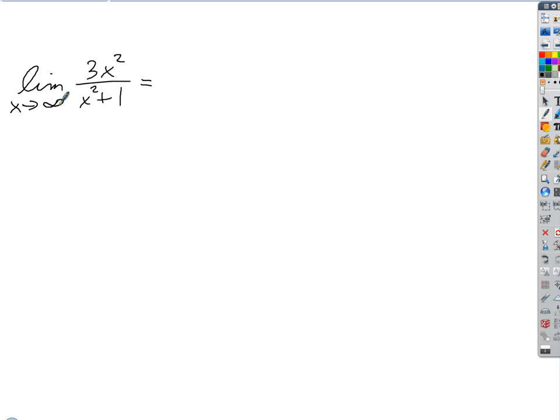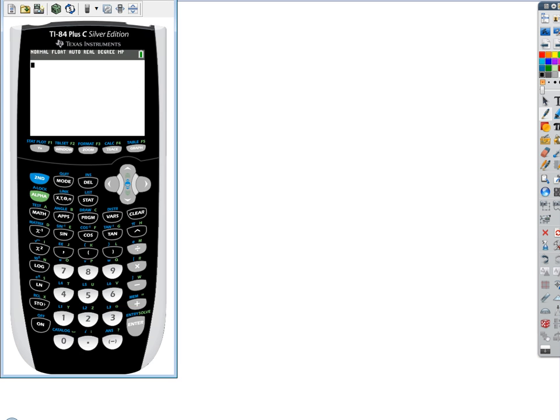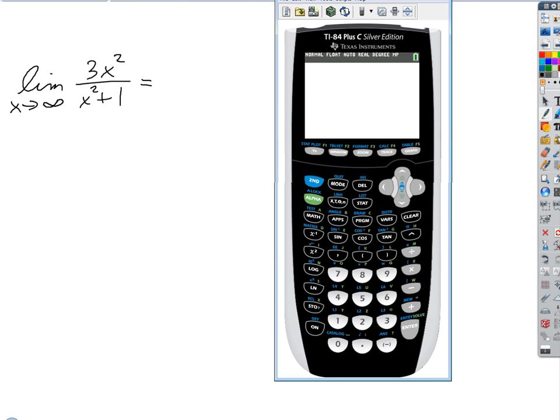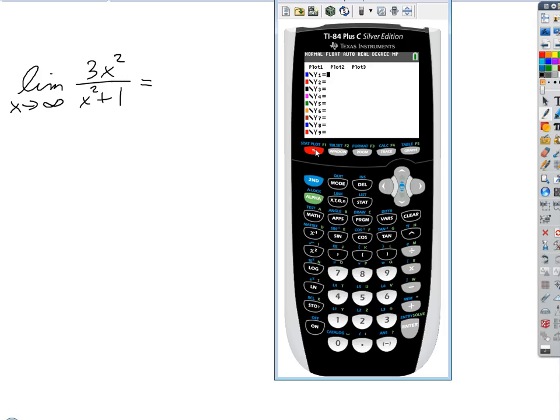Okay, let's just take a look at this function real quick, and let's graph it and see what happens. So if we graph the function 3x squared divided by x squared plus 1.